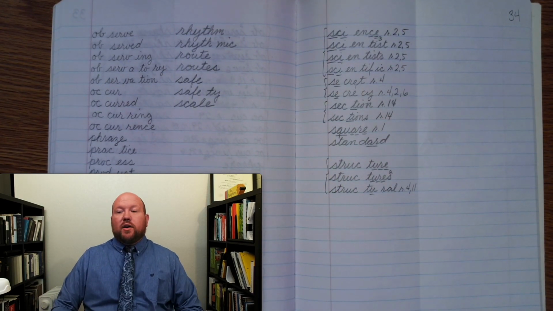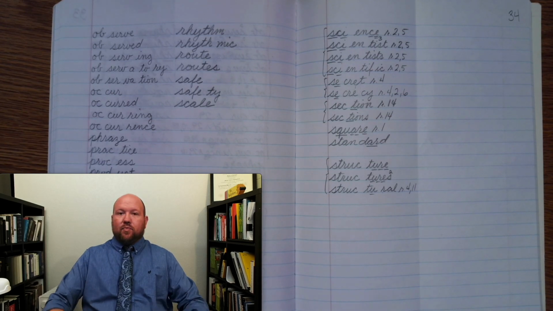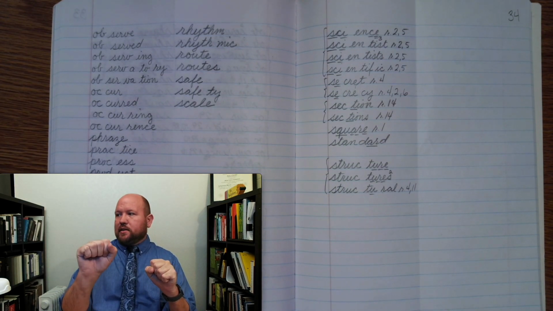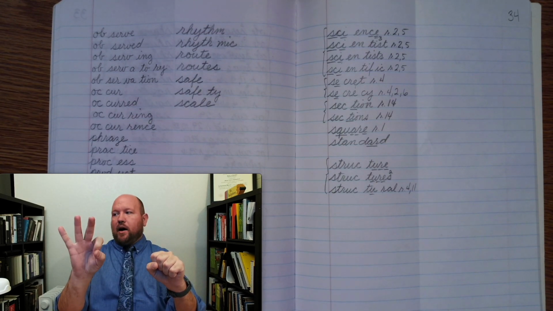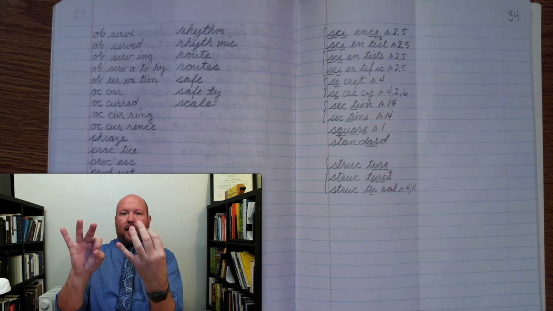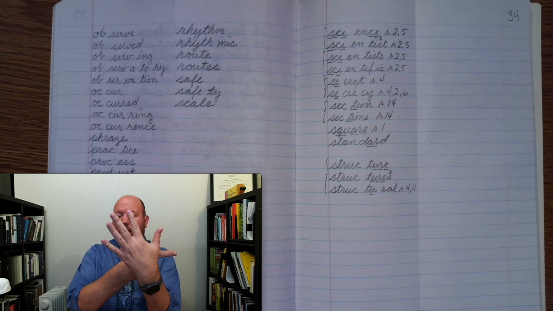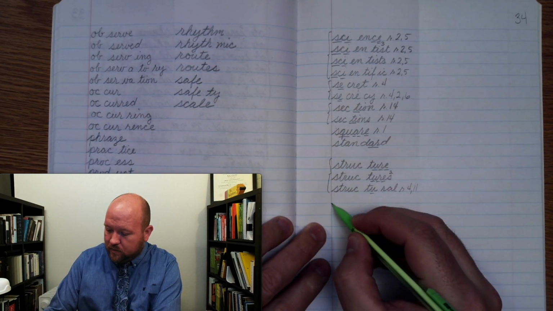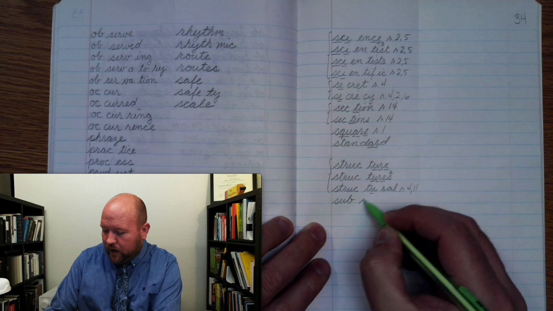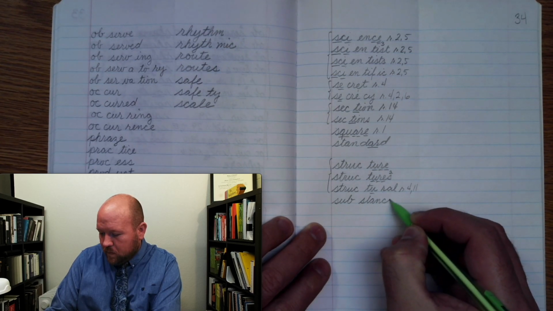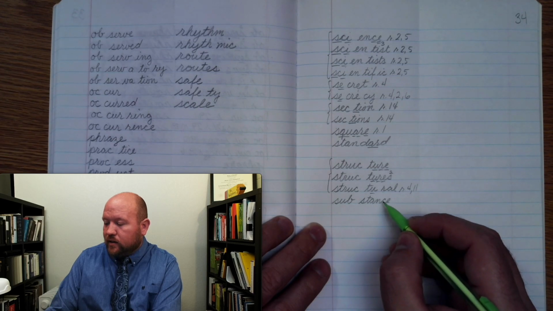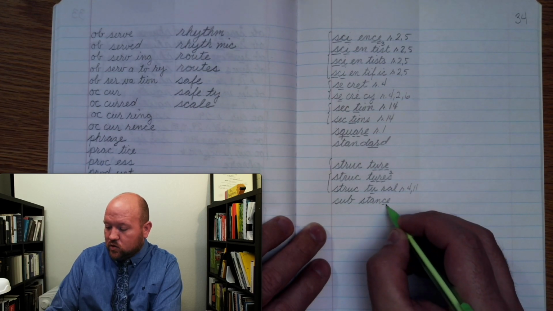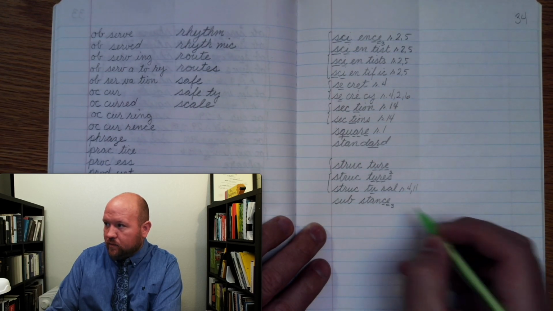All right, the next word is substance. Substance, base word substance. Substance. Substance. Substance. Once, E twice, job three.